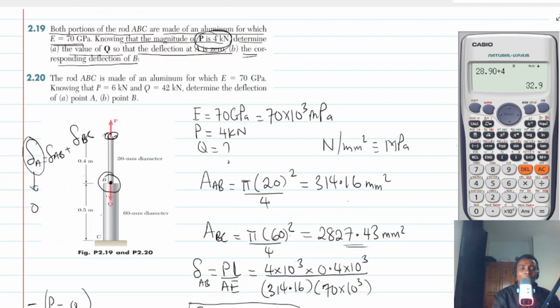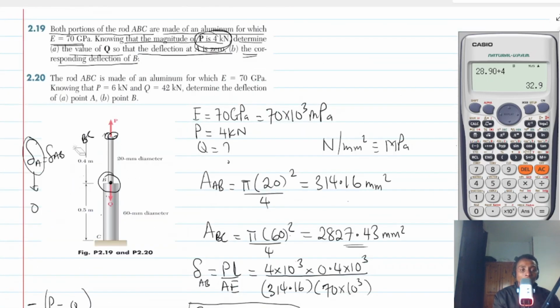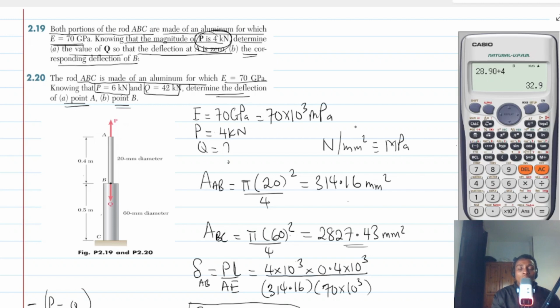Let's come to the second part of the problem. It says that this time round, the same question but different preamble. This time round, he says that the rod ABC is made of aluminum, the same thing. E is 70, the same thing. Now you know P and now you know Q. So find the deflection at point A and then B. So let's see how we can do this.